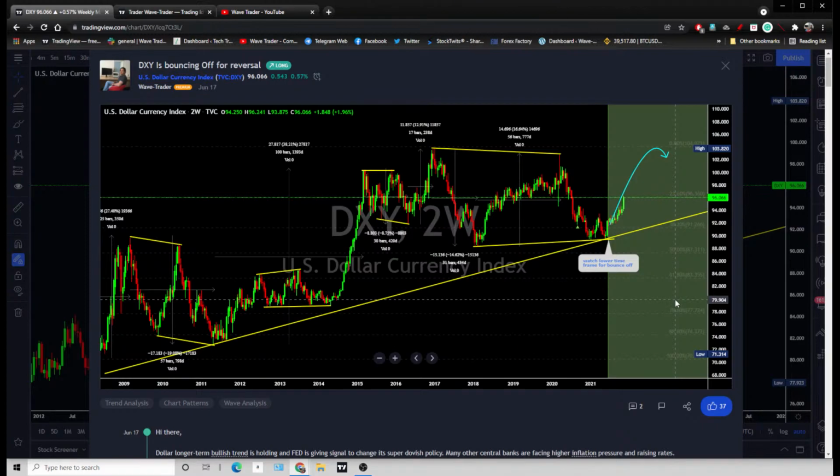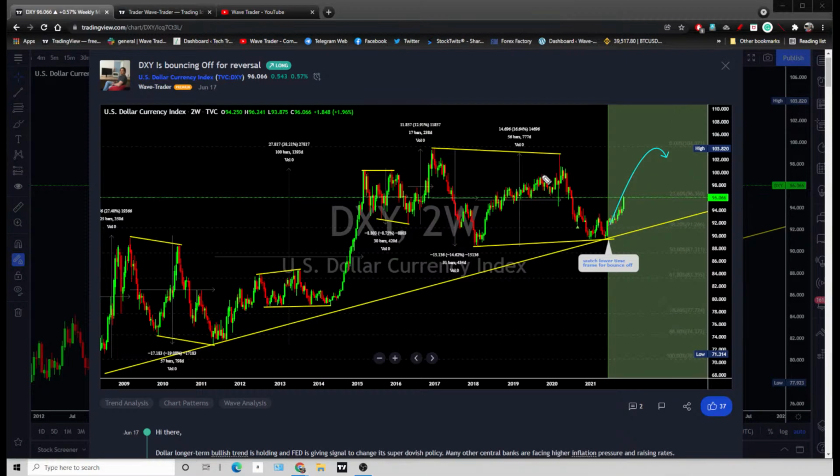It is pricing in the rate hikes, pricing in the hawkish Fed. As I said, if the Fed is going to end their QE quicker than previously planned, this is simply going to be a bullish sign for the dollar. The dollar can easily go beyond the pre-pandemic levels. This is the pre-pandemic level, which is 100, and it can continue its bullish trend.